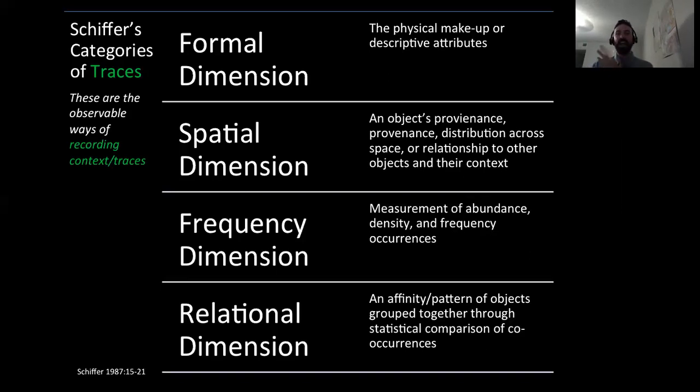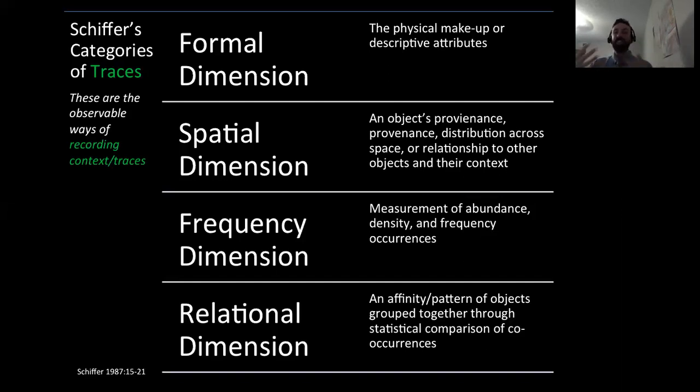Think of the XYZ location when in an excavation, for example, or think of it as also including the distribution of stuff across space, or the relationship of a thing to another thing. How close together are they, and so forth. There's the frequency dimension. This is the measurement of things like abundance and the density and the frequency of occurrence of the stuff.